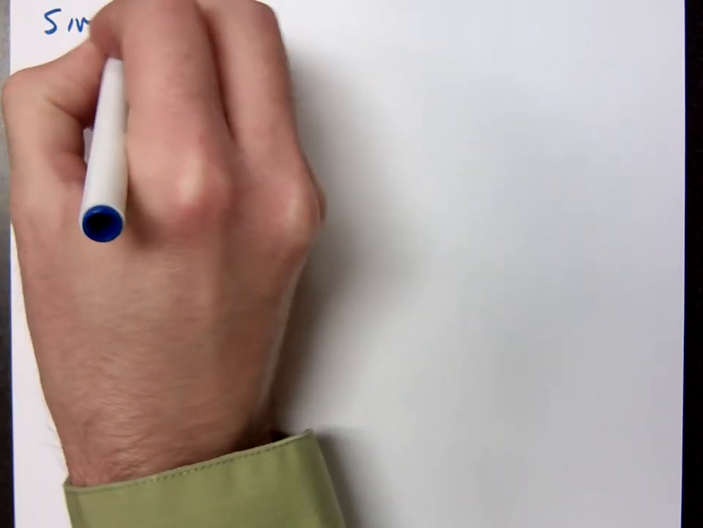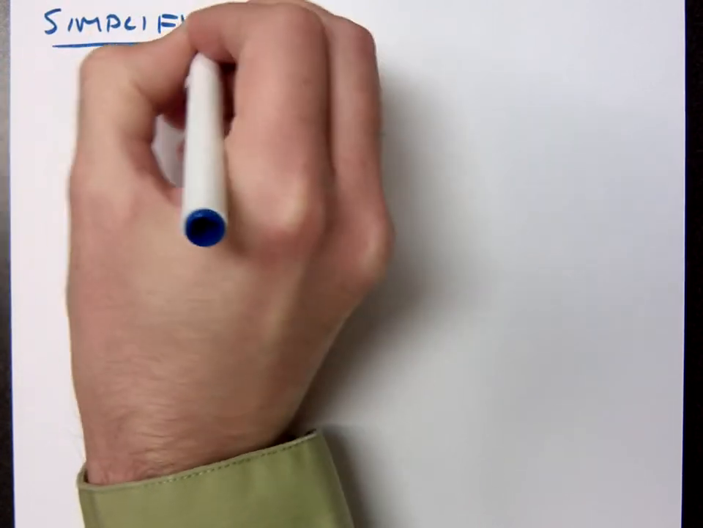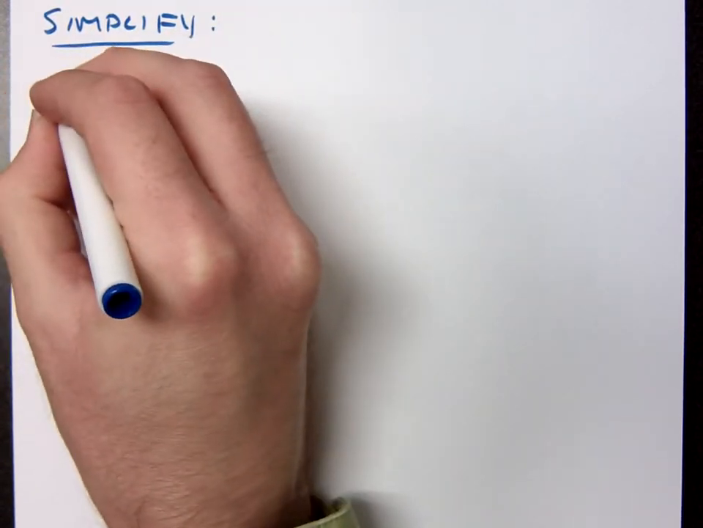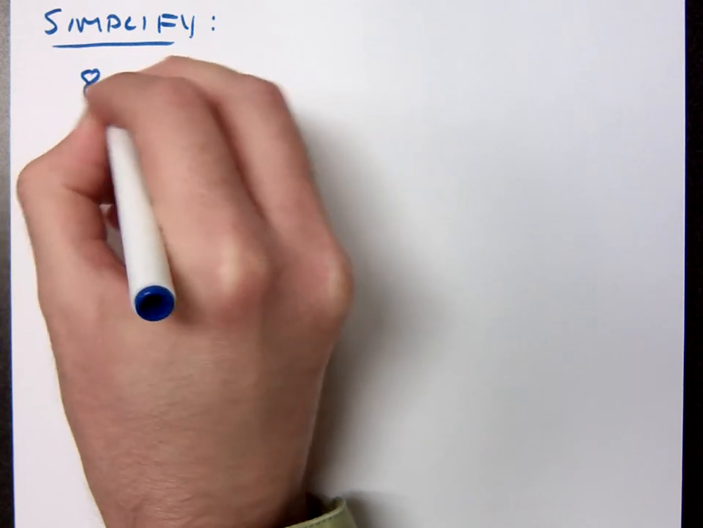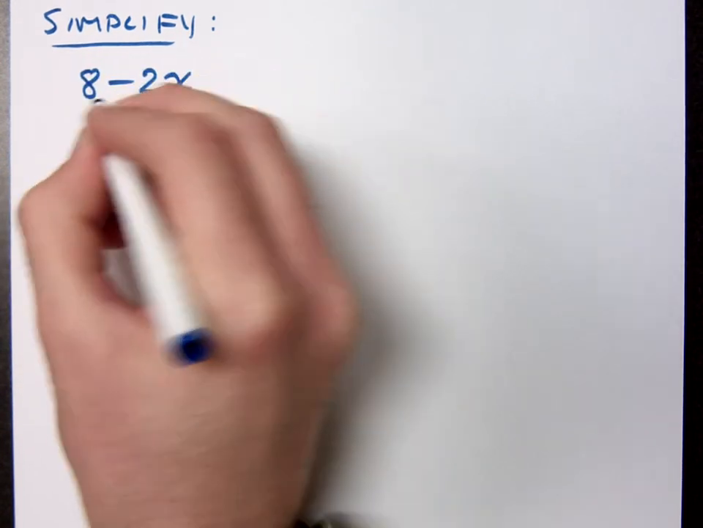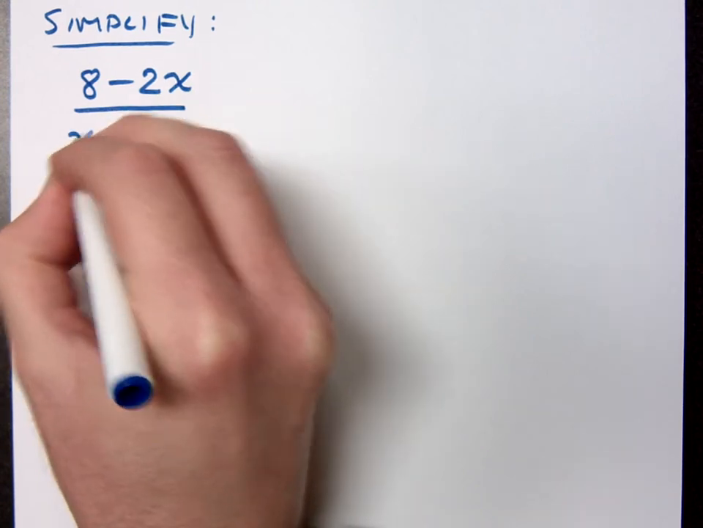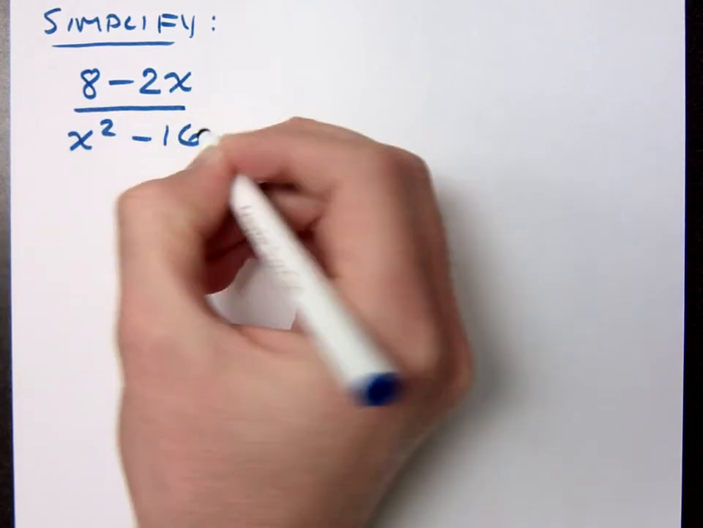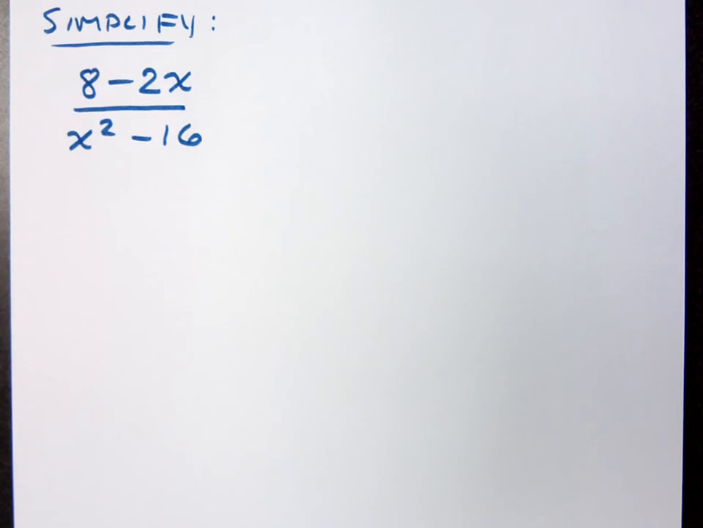All right, let's try another simplifying problem. Then we're going to make things much more challenging. Eight minus 2x over x squared minus 16. I need to factor this stuff so I can look for common factors that will cancel.